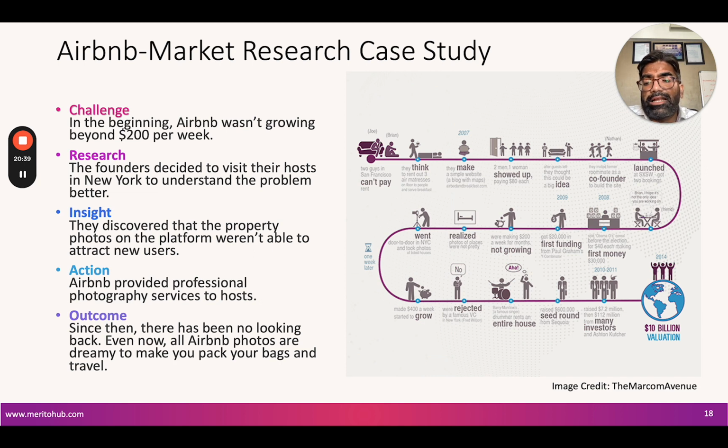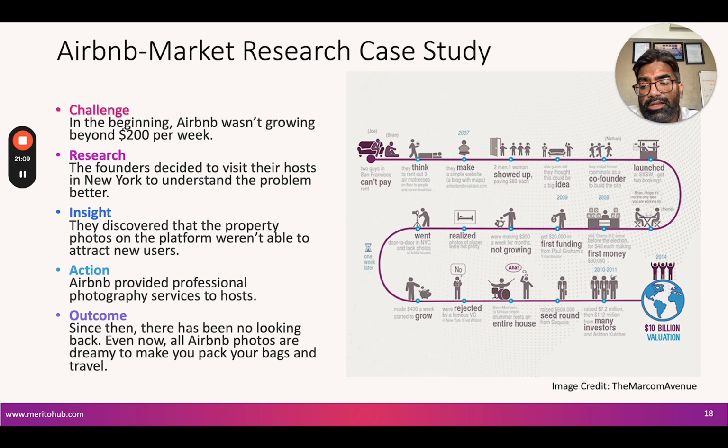And they discovered that property photos on the platform were not able to attract new users. I mean, Airbnb is about property renting, where you can rent out your property for short-duration use, and they realized that property photos play a very important role, because if you haven't stayed in that property before, you will give a lot of importance to the photos, because that gives you an idea about the property, right?